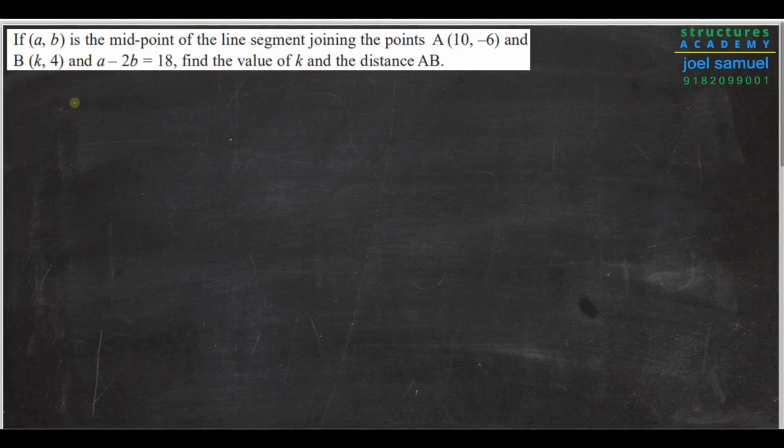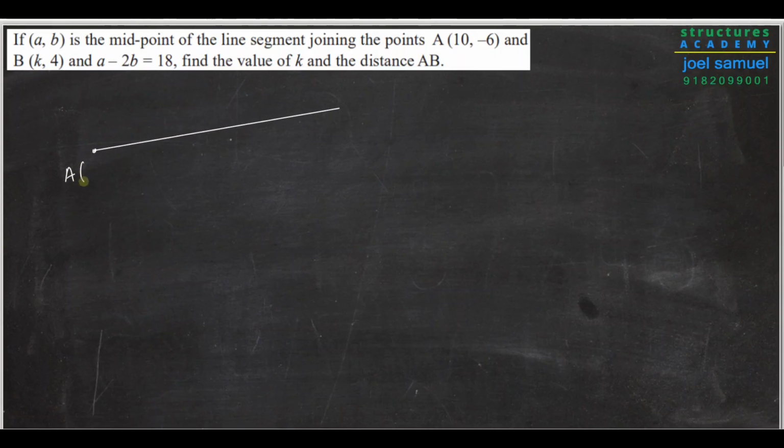Alright, let us look at another question from the coordinate geometry chapter. If P is the midpoint of the line segment joining points A (10, -6) and B (k, 4), and a - 2b = 18, find the value of k and the distance AB. So let us first draw the line joining A and B.